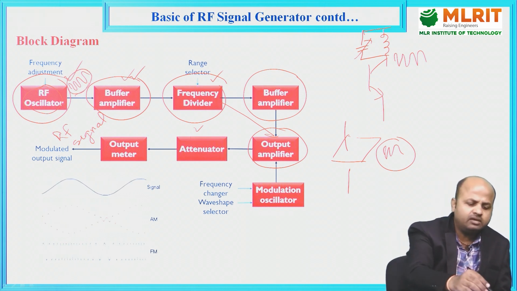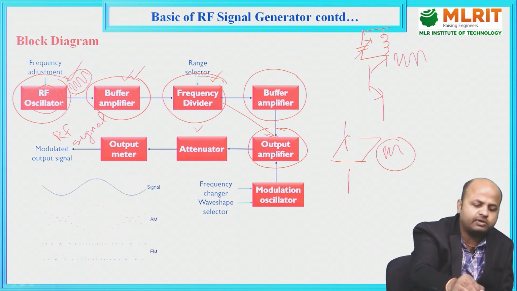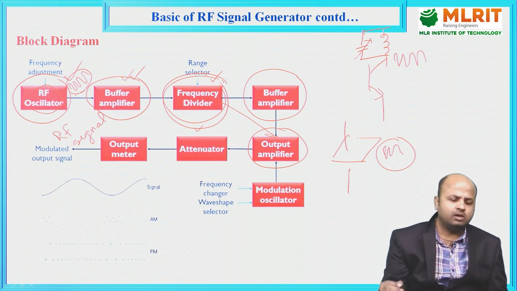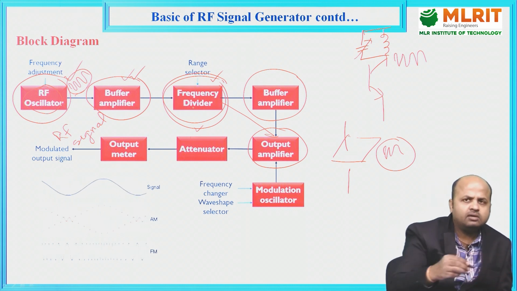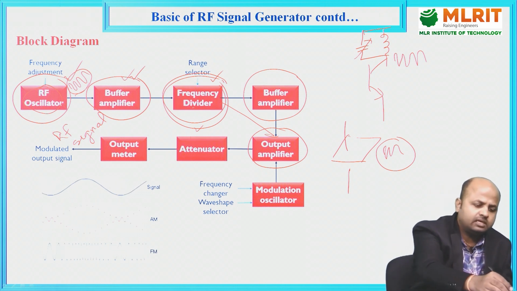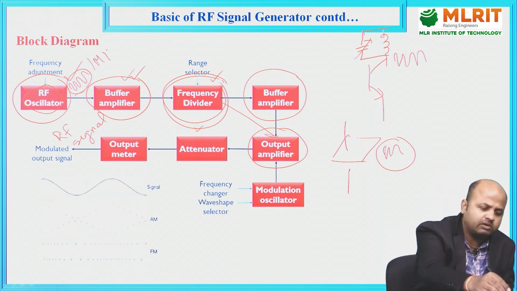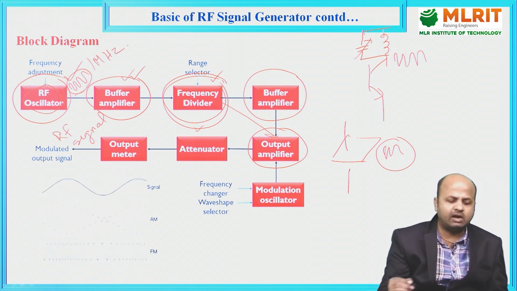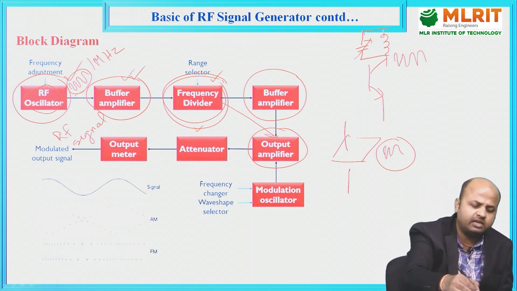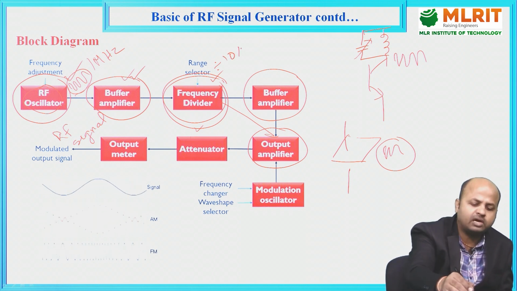amplifier. Then the output of the buffer amplifier is given to the frequency divider circuit. This frequency divider circuit will reduce the frequency of the RF oscillator signal. Suppose the RF oscillator is generating a 1 megahertz signal. I want to reduce the frequency of this signal, so I can use the divide by 10 frequency divider. So 1 megahertz is divided by 10.